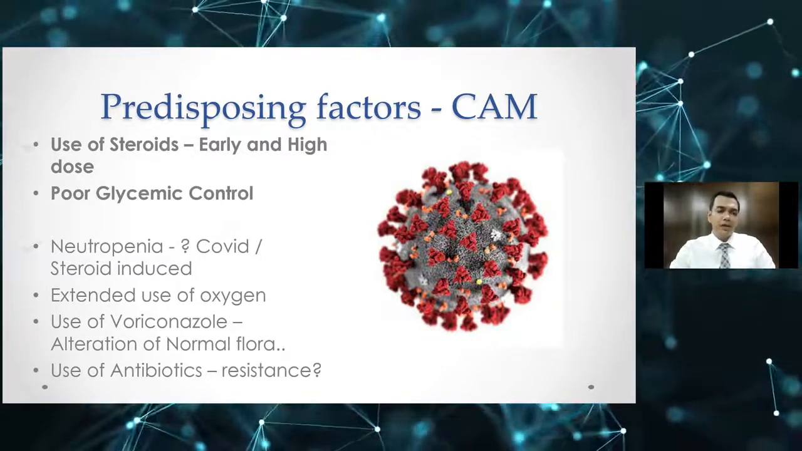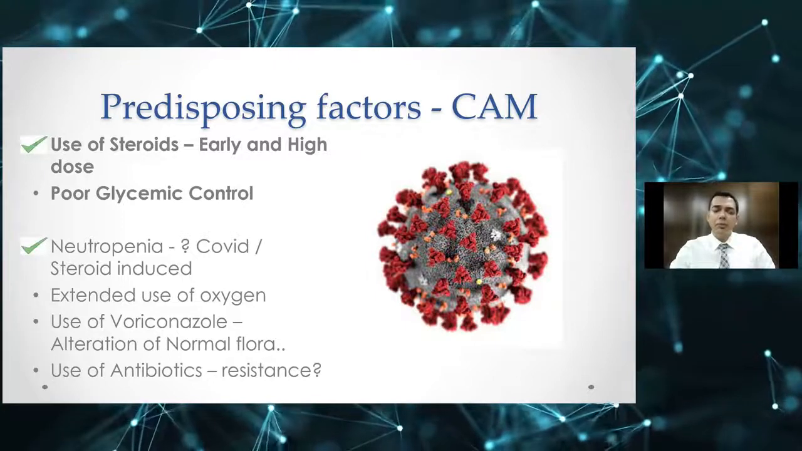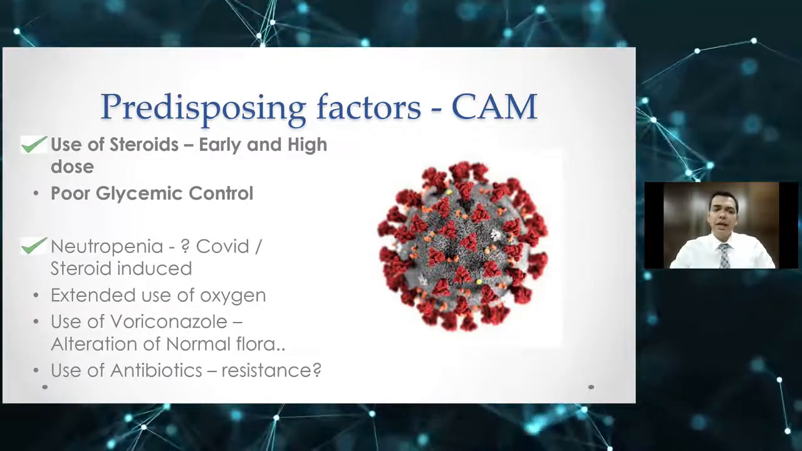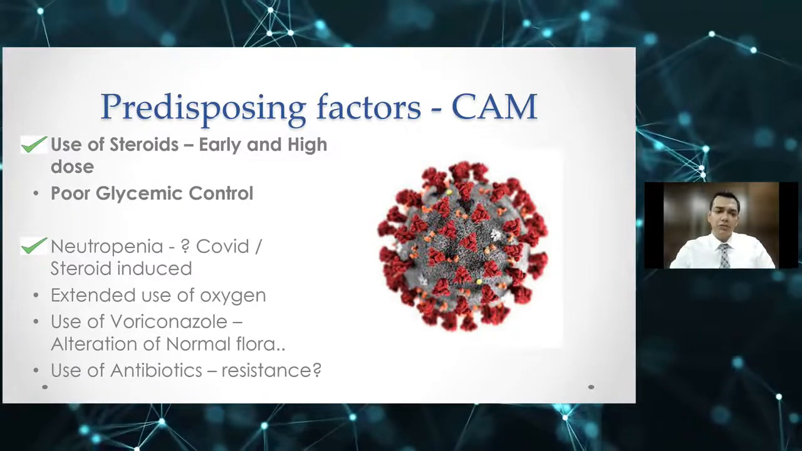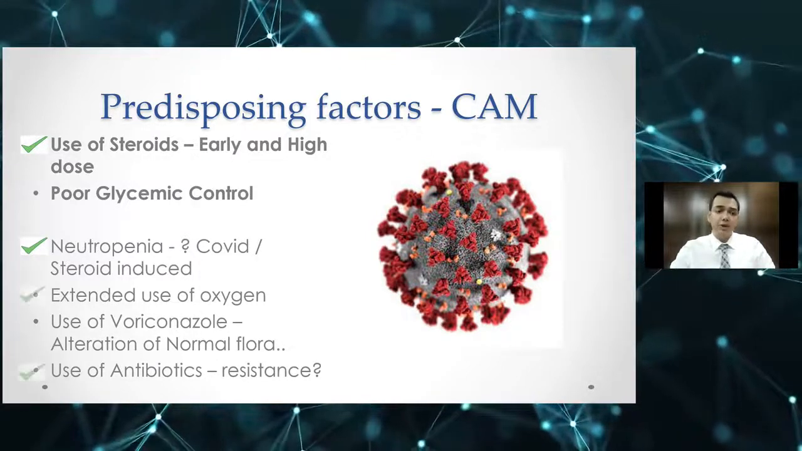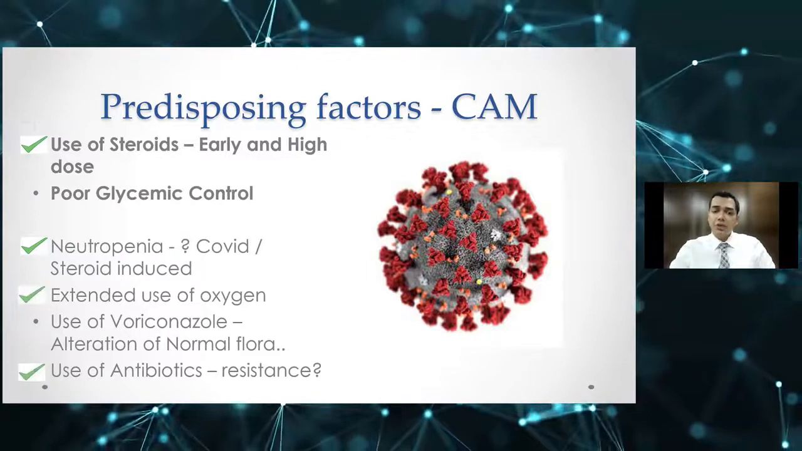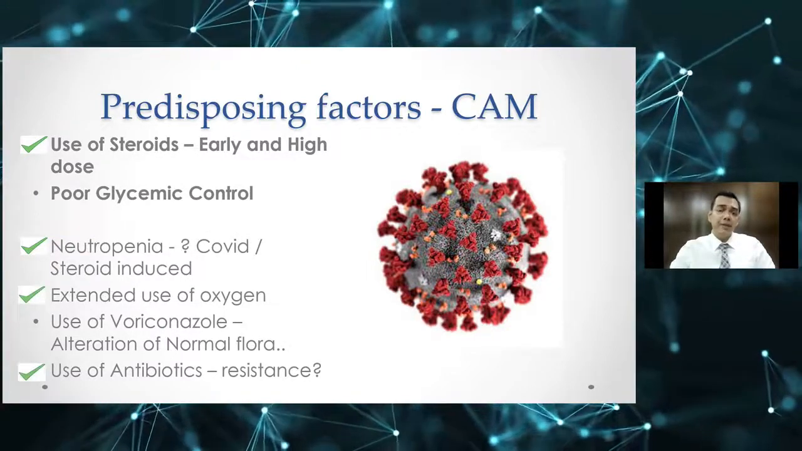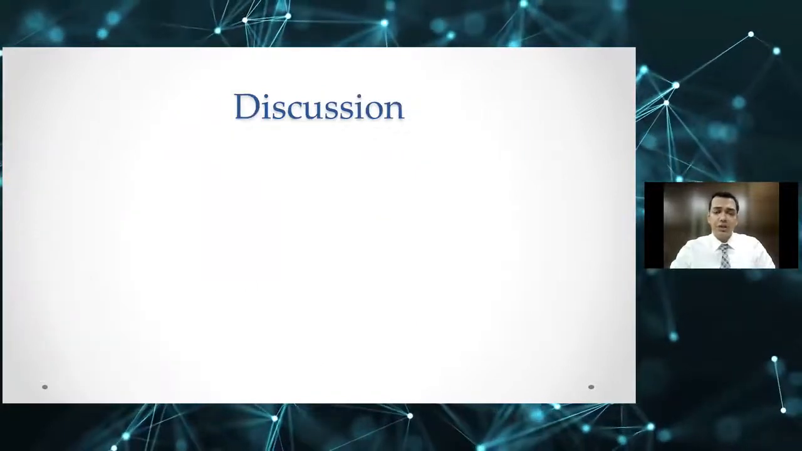So in my patient, a lot of these things were common. He was a non-diabetic. However, there was extensive use of steroids. He had neutropenia during the course, perhaps induced by COVID, perhaps induced by steroids. There was extended use of oxygen and use of antibiotics, which can perhaps explain the resistance in this patient.